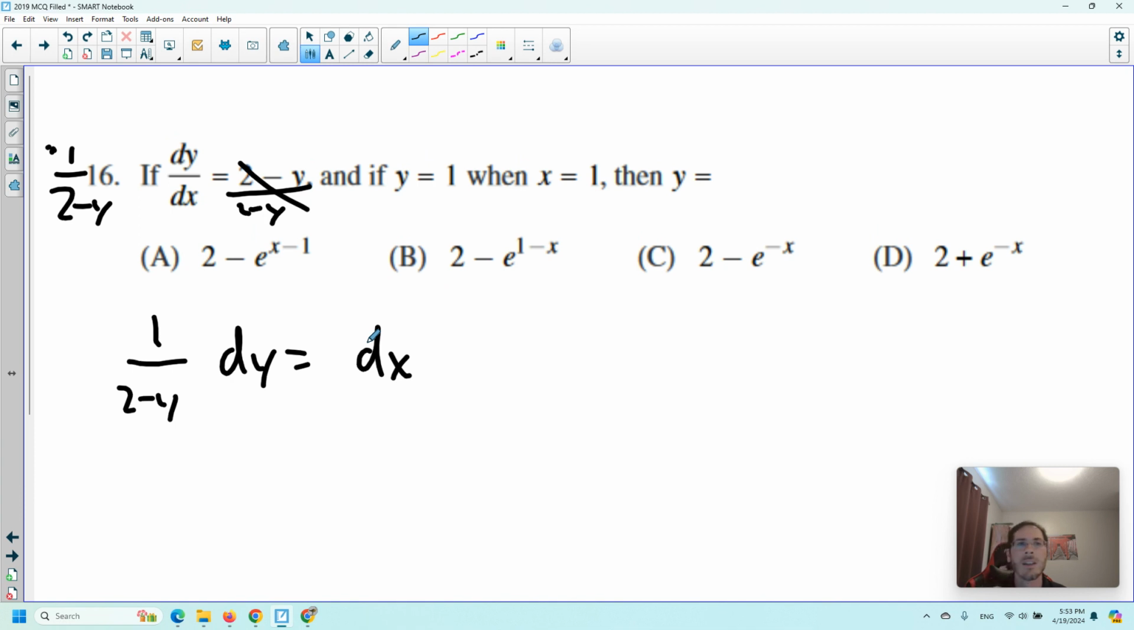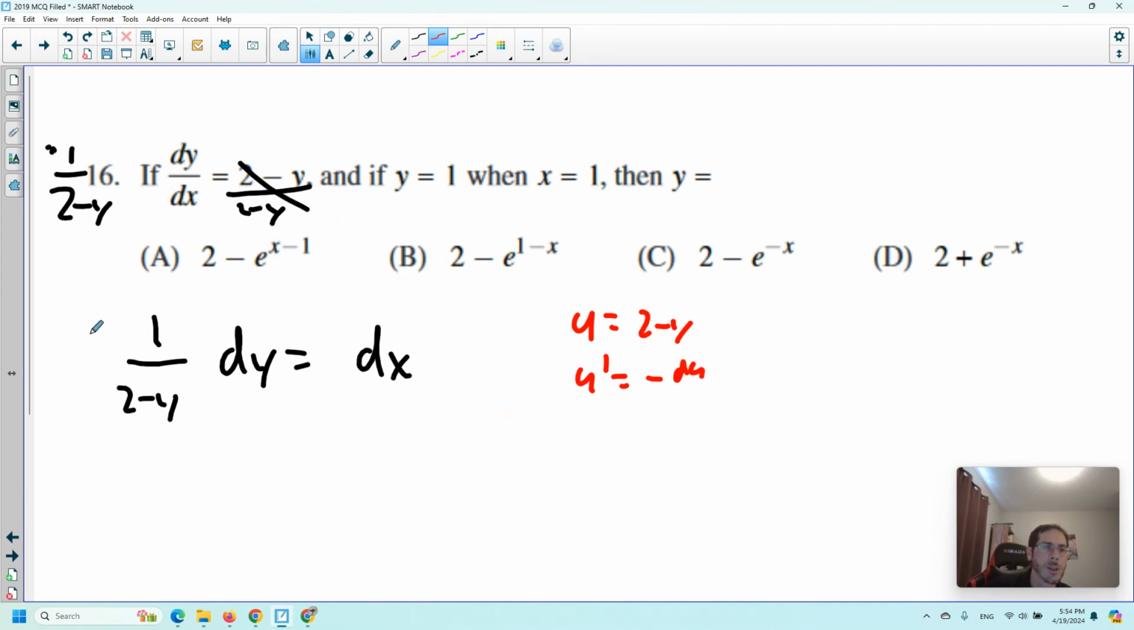All right. Well, this is not looking like everybody's favorite integral, but it is a u substitution. So u is equal to 2 minus y. U prime is equal to negative y. Nope, negative du. That's not bad then. Okay.